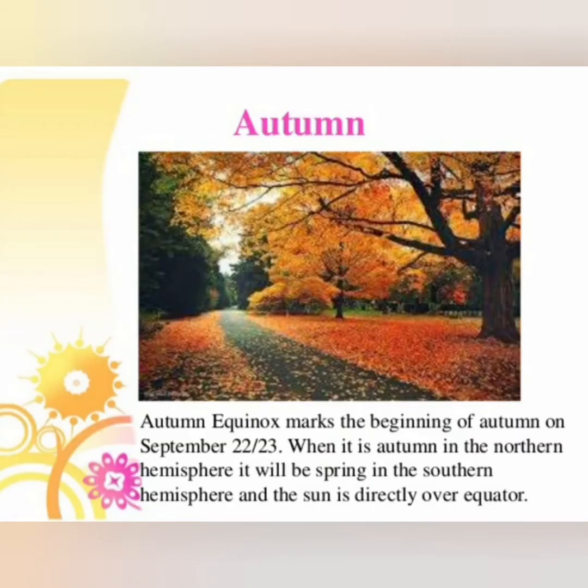Next, autumn season. Autumn equinox marks the beginning of the autumn on September 22 or 23. When it is autumn in the northern hemisphere, it will be spring in the southern hemisphere, and the sun is directly over the equator. As you all know, students, in March and September, the North Pole and South Pole are at an equal distance from the sun, and in March the northern hemisphere has spring and the southern hemisphere has autumn, and in September the northern hemisphere has autumn and the southern hemisphere has spring.